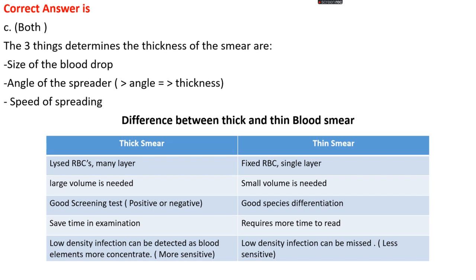Okay, a thick smear saves time in examination, while a thin smear requires more time to read. Okay, and a thick smear is more sensitive since low density infections can also be detected, as blood elements are more concentrated in a thick smear, and a thin smear is less sensitive since low density infections can be missed.